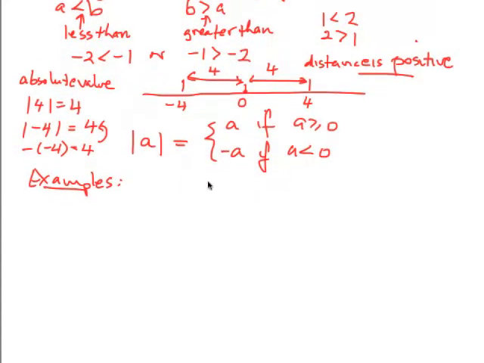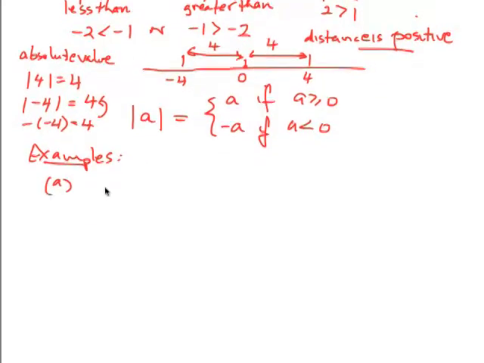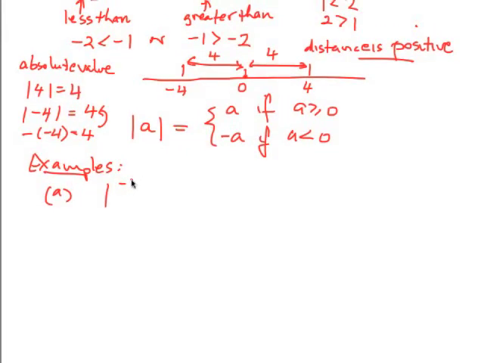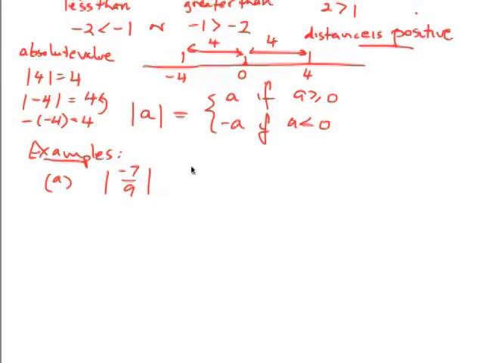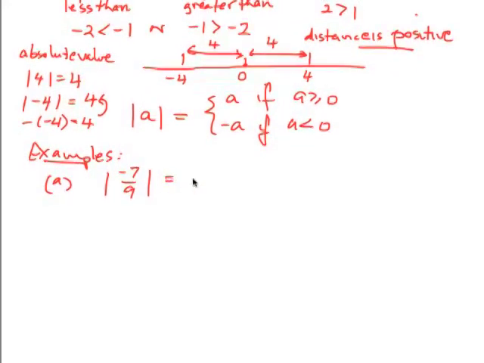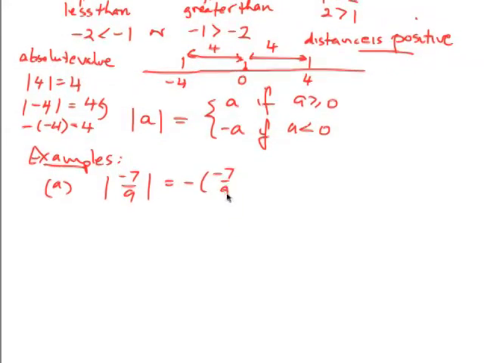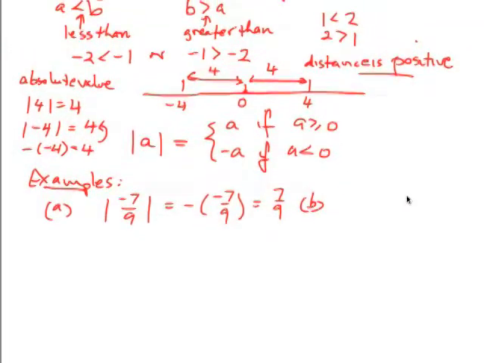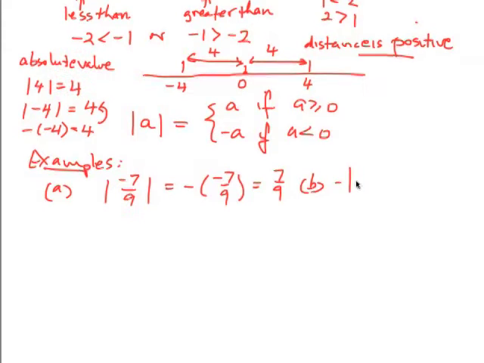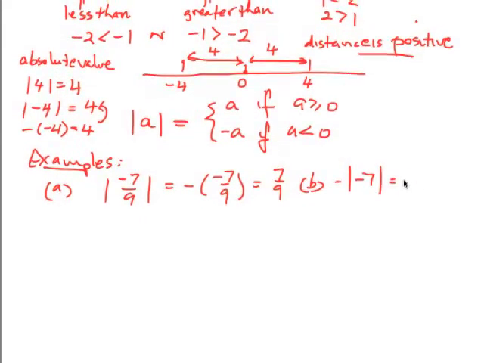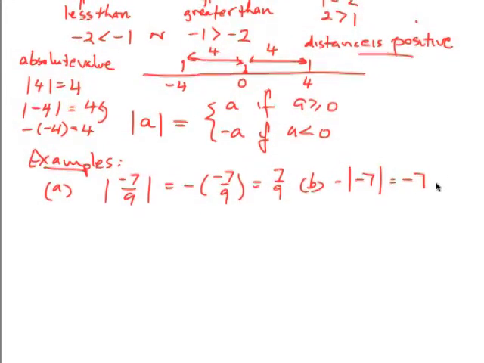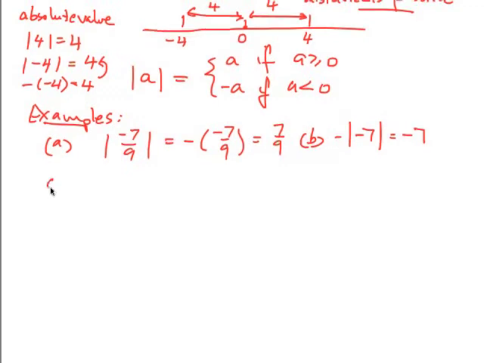Let's suppose I want to find the absolute value of negative 7/9. Since this is negative, this would be the negative of negative 7/9, which would be 7/9. So you just make it positive. Let's do part B. What if I have the negative of the absolute value of negative 7? Well, the absolute value of negative 7 is in fact 7. The negative of that is negative 7.